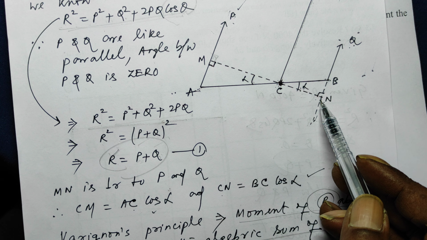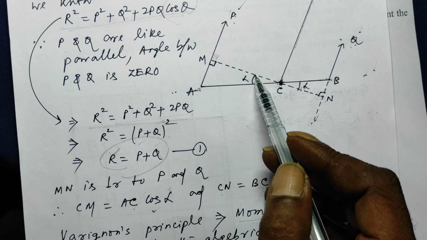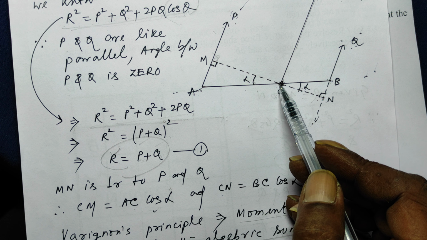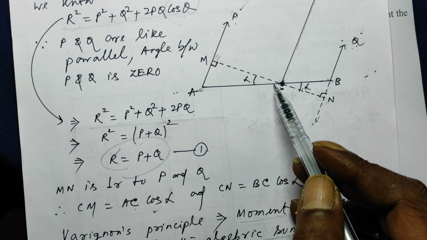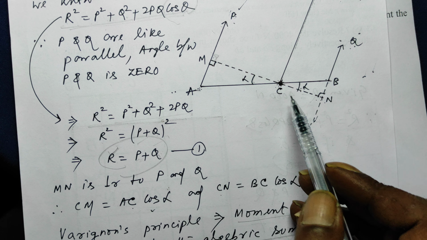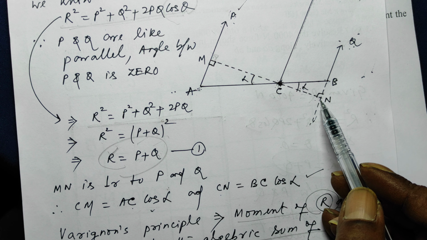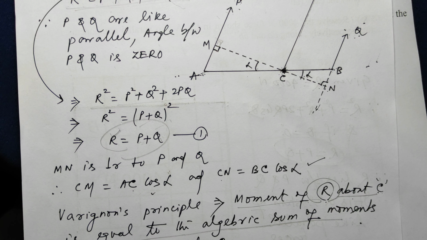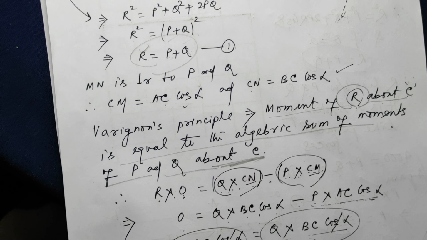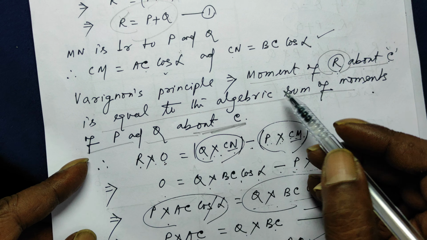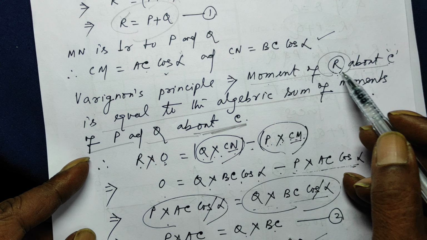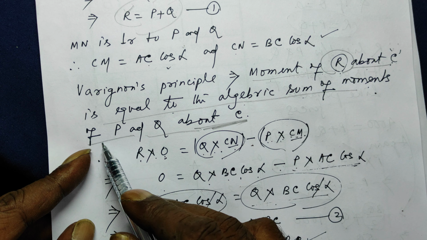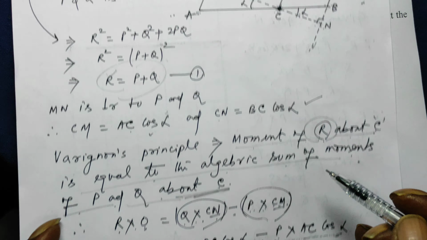And from the line of action of P and the line of action of Q, if I had drawn a perpendicular, and these two angles were alpha, then MC was equal to AC times cos alpha, and CN was equal to BC times also cos alpha. And the statement of Varignon's principle was: moment of R about C is equal to the algebraic sum of the moments of P and Q about C.